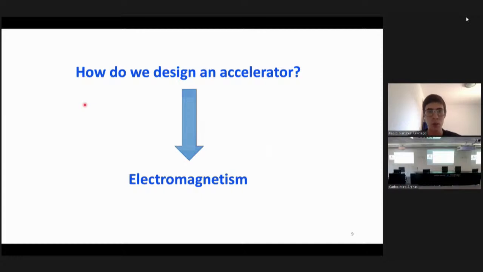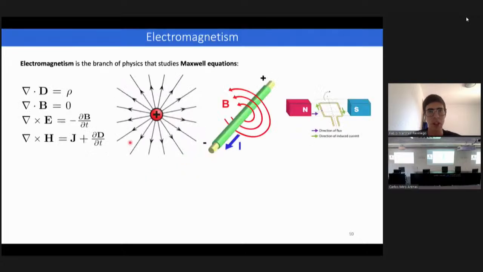So, how do we design an accelerator? And the answer is with electromagnetism. Electromagnetism is the branch of physics that studies Maxwell's equations, basically these four equations over here, and with them we can calculate, for example, the electric field created by a charged particle, the magnetic field created by a wire with uniform current, or, for example, a magnetic induction problem of a loop moving inside a constant magnetic field.